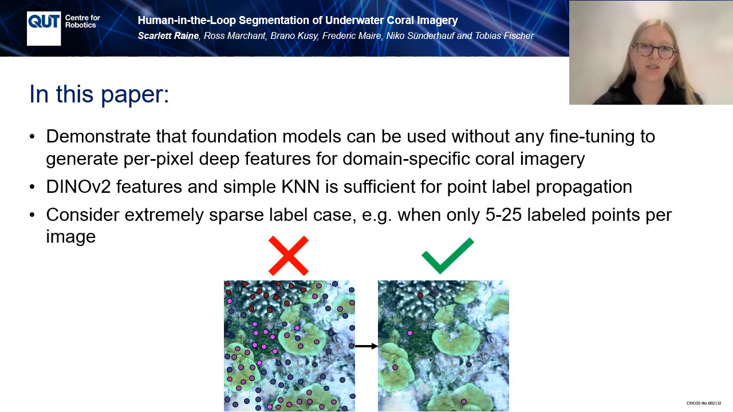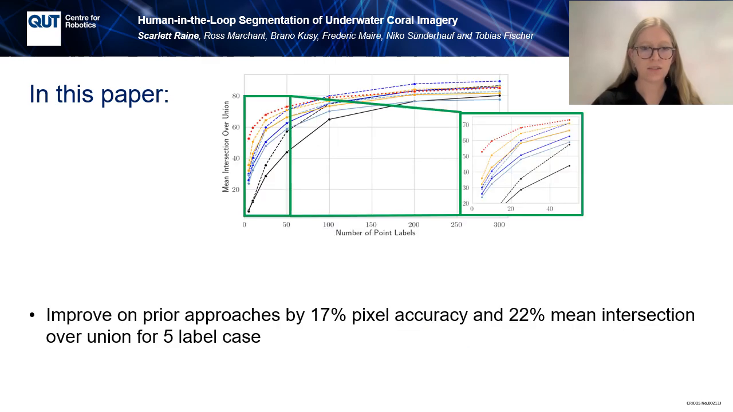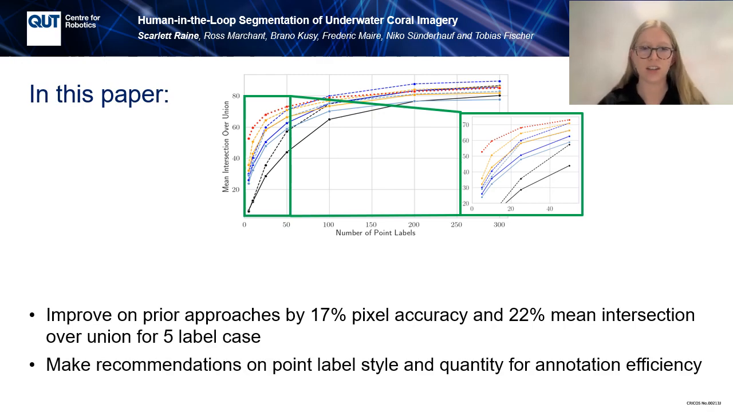We focus on the extremely sparse label setting, in which we only have 5 to 25 point labels per image. And to this end, we propose a human-in-the-loop smart labeling regime for selecting informative point locations. Finally, we improve on the previous state of the art, and we make recommendations for efficiently labeling coral images.